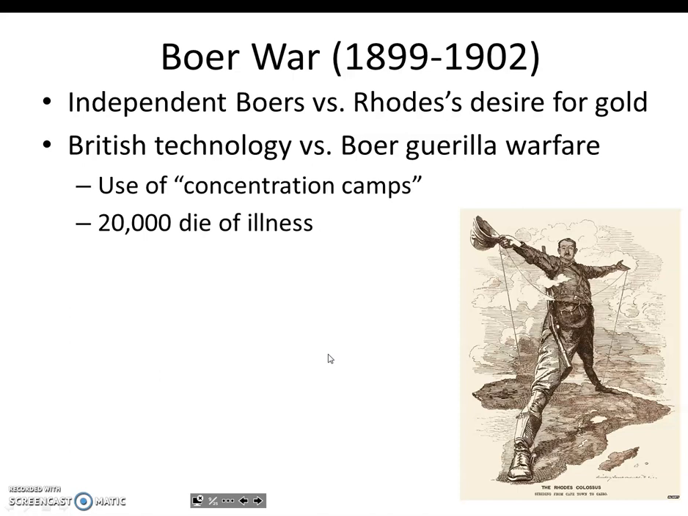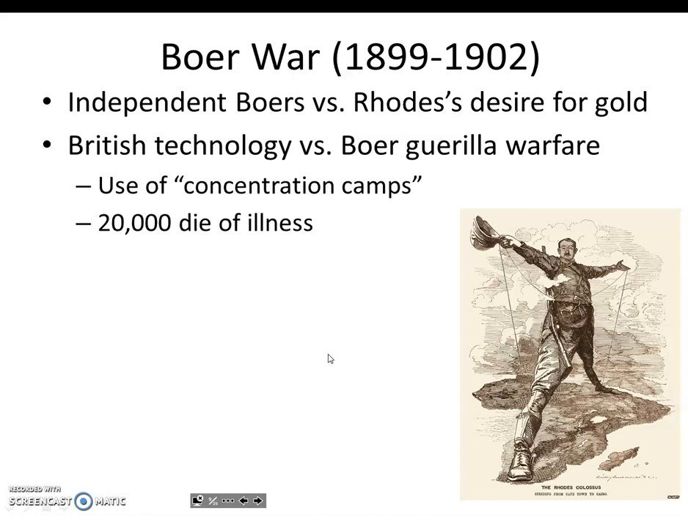Now, the British controlled the towns and railway lines, but the Boers blended into the population and launched guerrilla attacks in the country. The British put Boer civilians into what we would call concentration camps, and that's the first time this word was used. And over 20,000 Boers died of illness. Tens of thousands of Africans were caught in the middle, and they died as a result of this war.